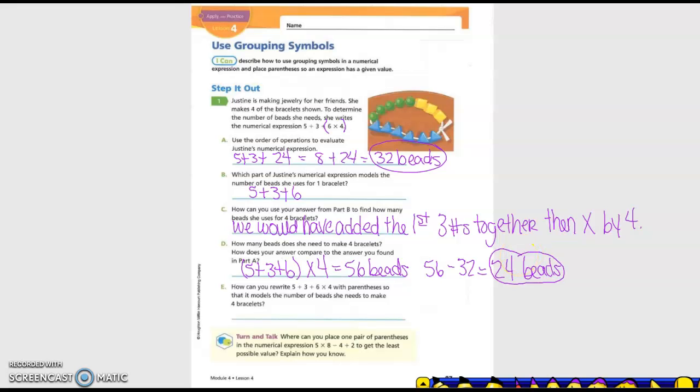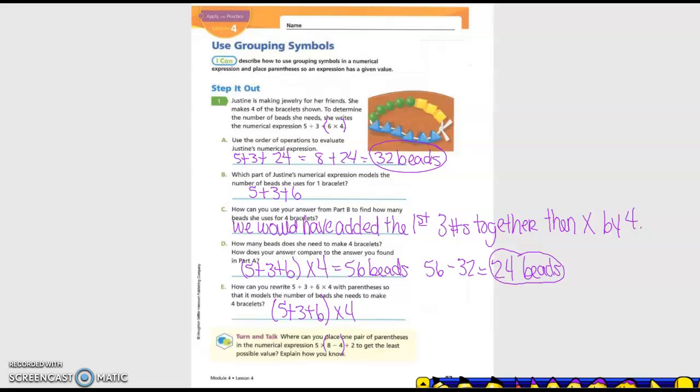So how can you rewrite 4 plus 3 plus 6 times 4 with parentheses to make sure that it models the number of beads she needs to make the bracelet? So we just did that right here, right? Okay, so we would just write it as 5 plus 3 plus 6 in the parentheses times 4. Because whatever is in parentheses, you do first, right? If you don't have parentheses, then you move to the multiplication, division, and if you don't have that, then you move to addition, subtraction, correct? Okay.